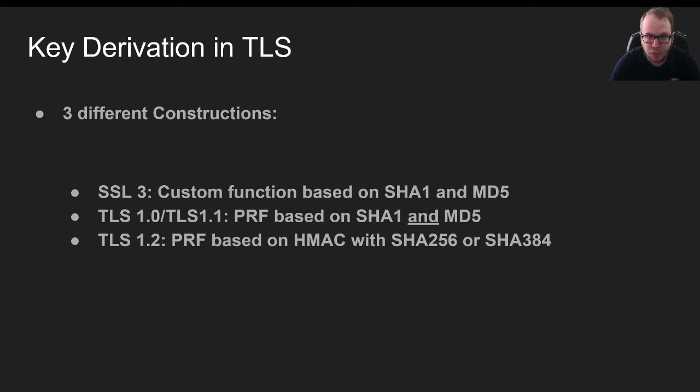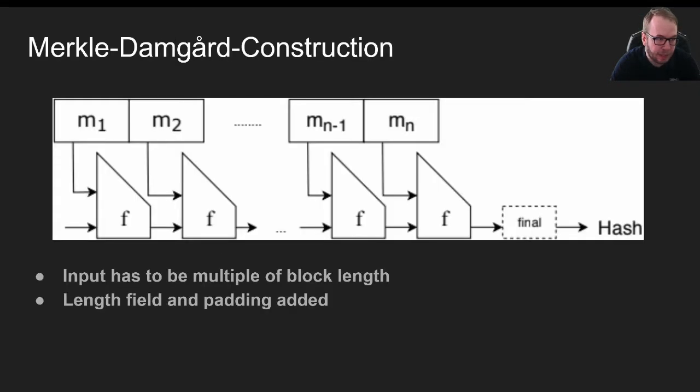All these constructions use hash functions internally. And if you look at a hash function which can be used here, like MD5, SHA-1, SHA-256 or SHA-384, they all use a Merkle-Damgård construction. With Merkle-Damgård construction, you splice your input into multiples of a block length, and you add padding to your input. A length field is also added, which marks how long the actual input was. Then each block enters a compression function and is mixed with the next block until a final step occurs and a hash is outputted.